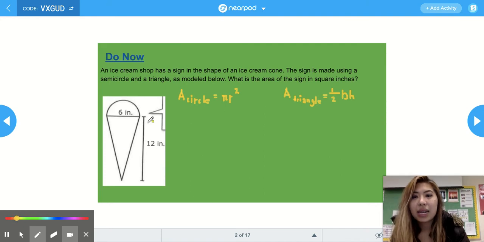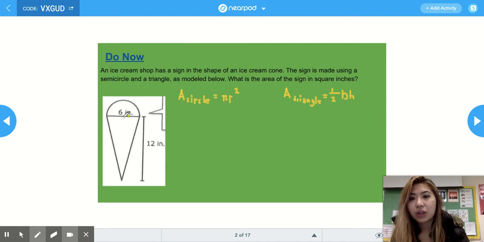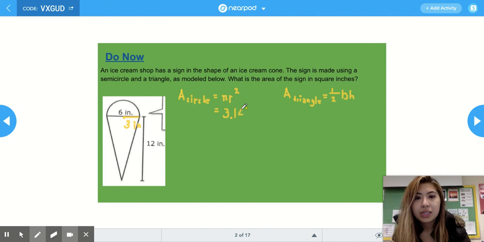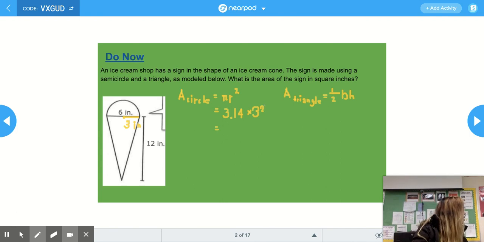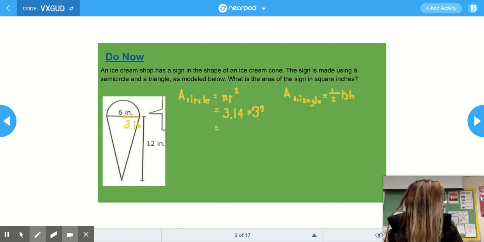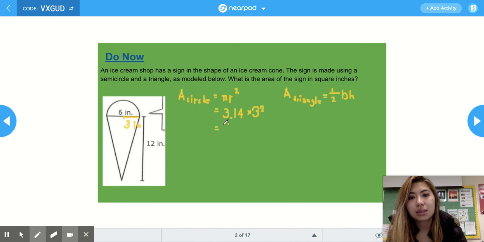We're given the diameter of the circle, and to figure out the radius, we're going to have to divide the 6 by 2. So our radius is 3. We're using 3.14 as pi, so we have 3.14 times 3 squared. Three squared is 9, so we have 3.14 times 9, and that is 28.26.